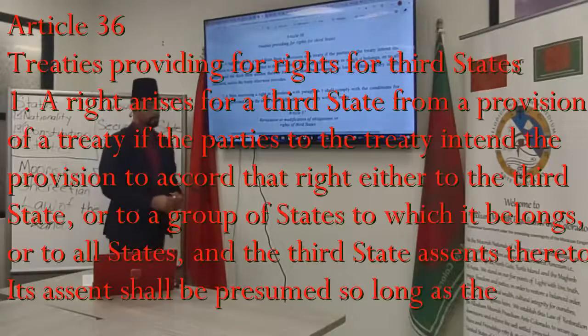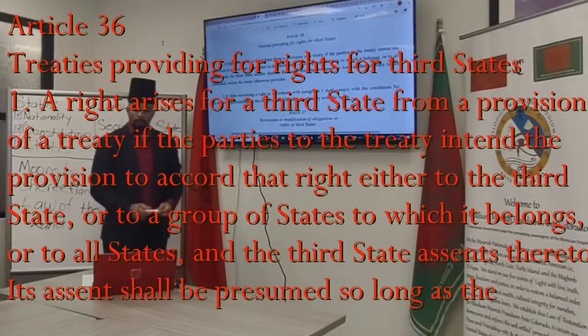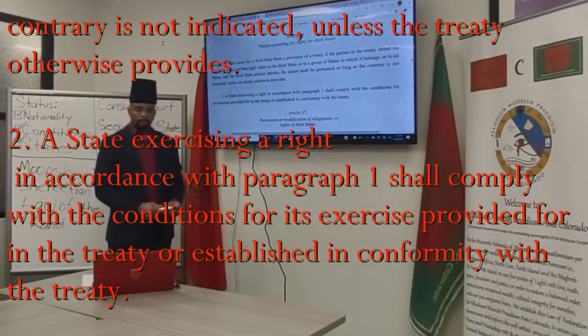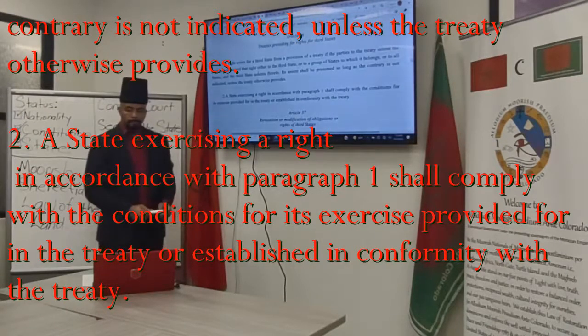Article 36, treaties providing for the rights for third states. 1. A right arises for a third state from a provision of a treaty if the parties to the treaty intend the provision to accord that right either to the third state or to a group of states to which it belongs, or to all states, and the third state assents thereto. Its assent shall be presumed so long as the contrary is not indicated, unless the treaty otherwise provides. 2. A state exercising a right in accordance with paragraph 1 shall comply with the conditions for its exercise provided for in the treaty or established in conformity with the treaty.